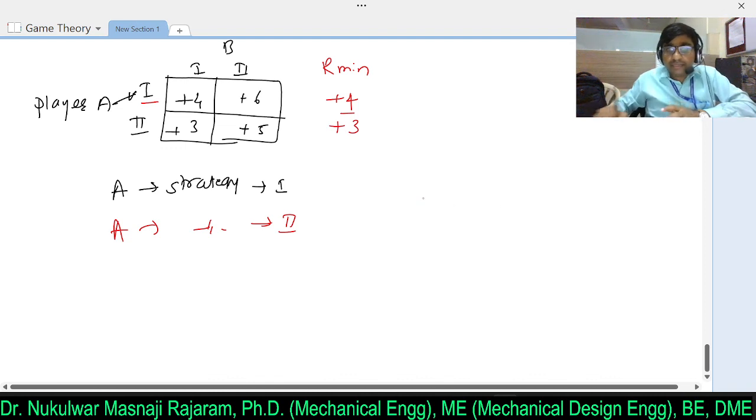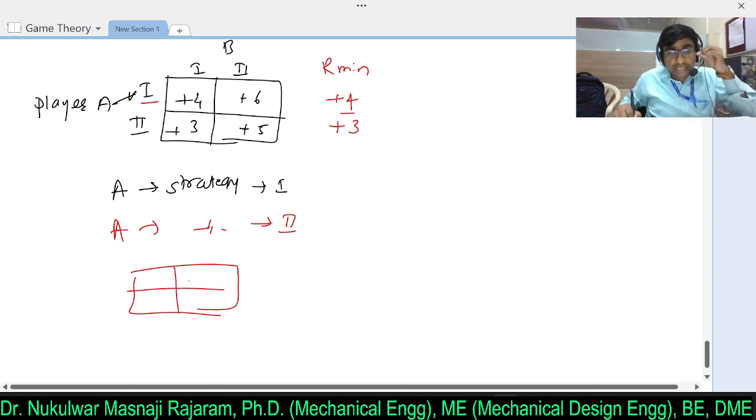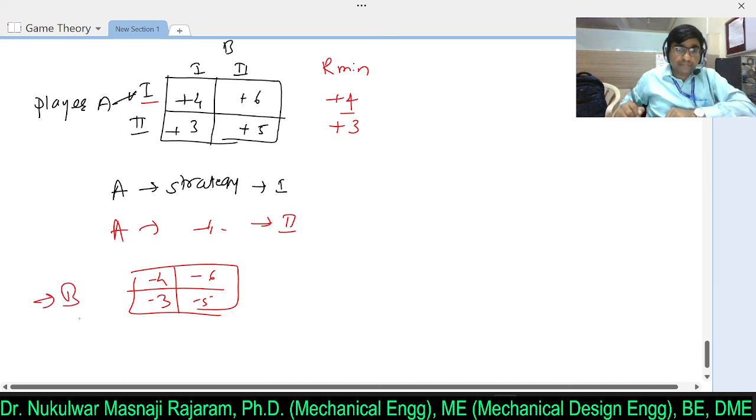How can I read this particular chart for B? How can I read this matrix? Then loss of ₹4, loss of ₹3, loss of ₹6 and loss of ₹5. Clear? I am writing this entire thing for B. So what will we do here? I will consider column max.